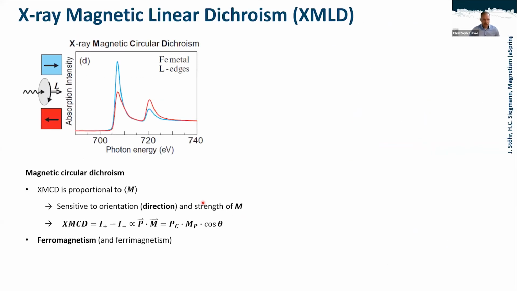So far we have seen that XMCD is proportional to the vector product of the polarization vector and the magnetization vector, and that basically means that the XMCD signal is proportional to the expectation value of the magnetization, and therefore XMCD is sensitive both to the strength of the magnetization and to the direction of the magnetization, and that makes it the ideal tool to probe ferro or even ferrimagnetism in ordered systems.